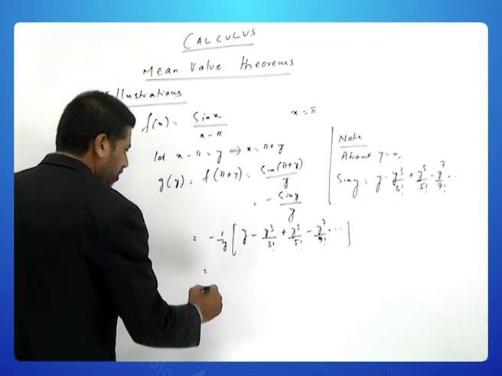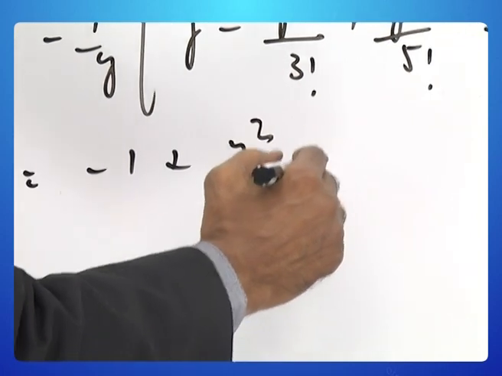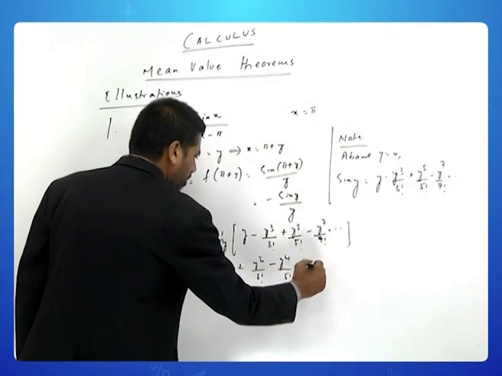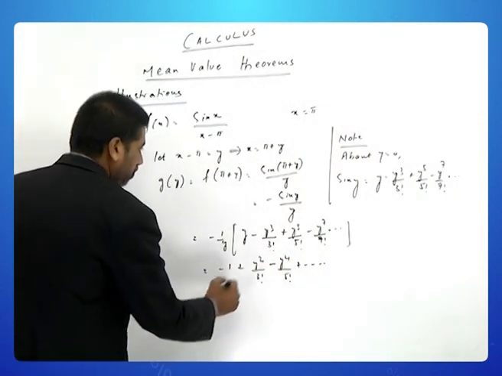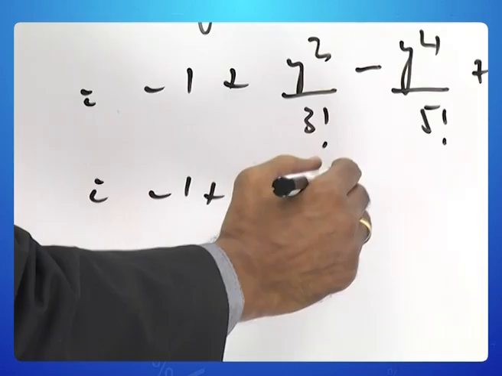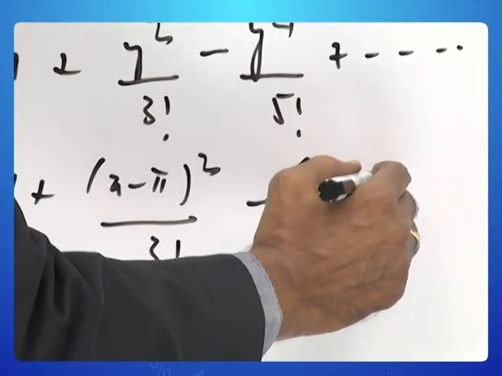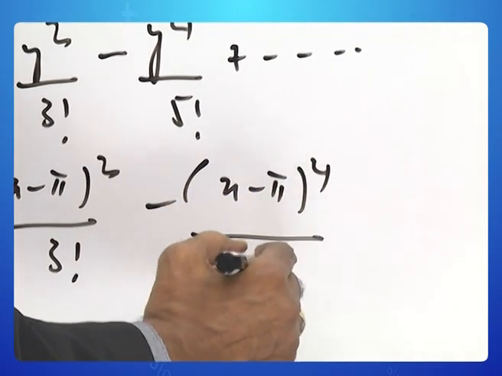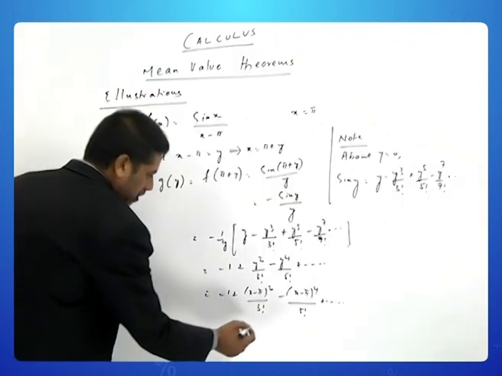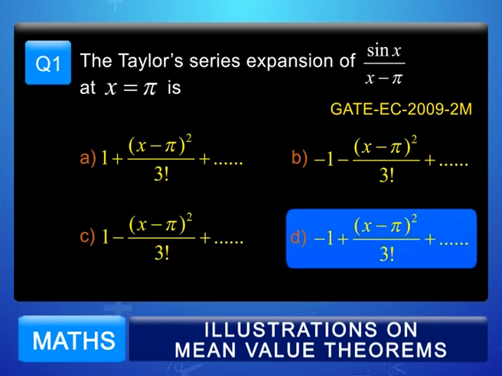So, if you simplify, you get minus 1 plus y square by 3 factorial minus y power 4 by 5 factorial and so on. Replace y with x minus pi. So, minus 1 plus x minus pi whole square by 3 factorial minus x minus pi to the power of 4 by 5 factorial and so on. You will find that this part of the series is available in option D.